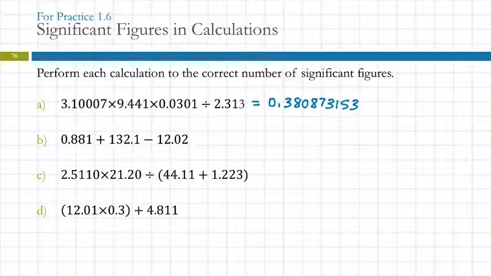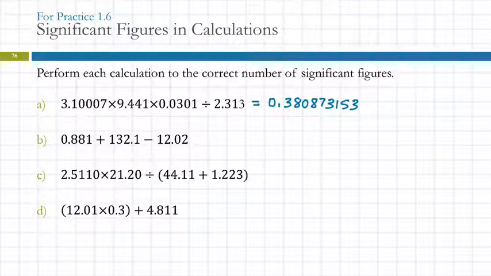Okay, so multiplication and division use the same rule. What's the rule? Fewest number of sig figs. So we're going to look at what we were multiplying and dividing. How many sig figs? 6, 4, 3, and 4. 3 is the smallest, 3 wins. So I want to keep 3 significant figures in my answer.